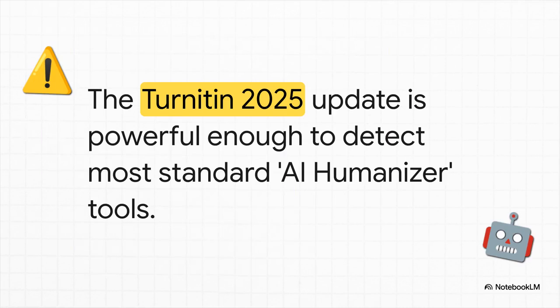So, what does all this mean? It means the game has changed. All those quick fix AI humanizer tools you see online, yeah, they're pretty much done. The Turnitin 2025 update is being built specifically to see right through those simple tricks. The old way of doing things? Just not going to cut it anymore.